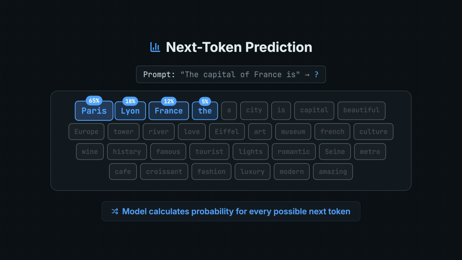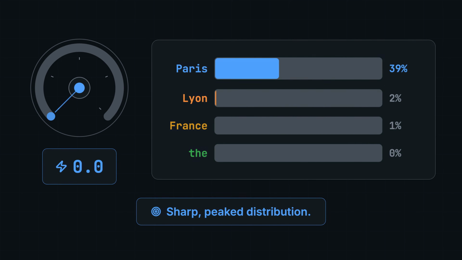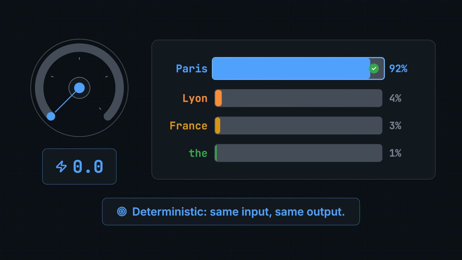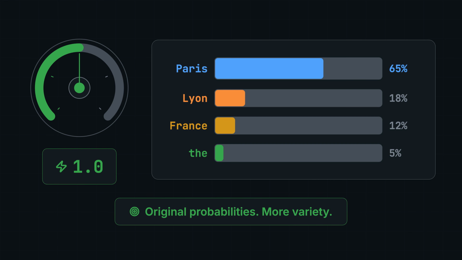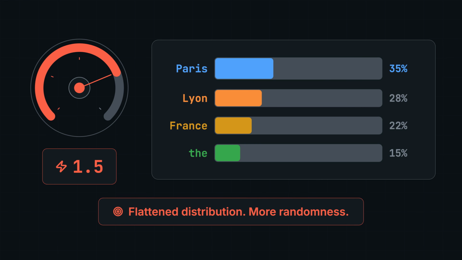Temperature controls what happens to those probabilities right before the model picks one. Temperature controls how peaked or flat that distribution is before sampling. At 0, it always picks the highest probability token. Same input, same output. At 1, the original probabilities apply. More variety. Above 1, the distribution flattens. Less likely tokens get a bigger share.